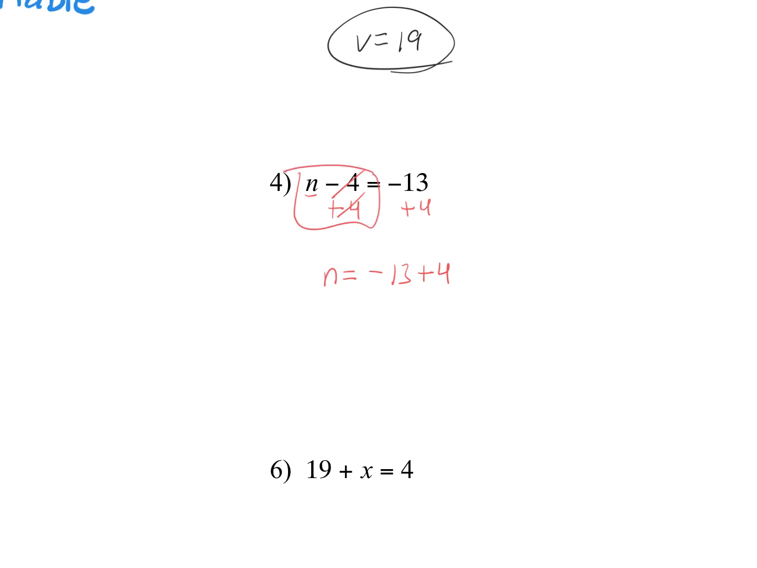This has more stuff on it, so if you think of a scale, if you add 4, it's going to bring it down, and then this side's going to go up. So we want to add 4 on both sides to keep it completely level. Adding the same thing on both sides doesn't change your solution. So we get n equals -13 plus 4. Again, opposite signs. You want to subtract and keep the sign of the bigger number.